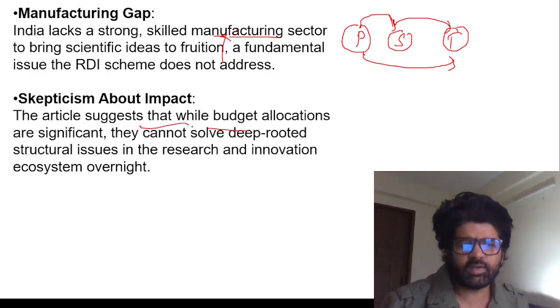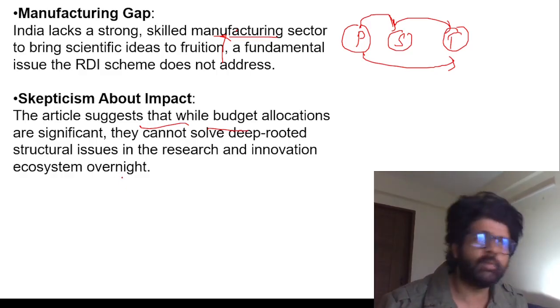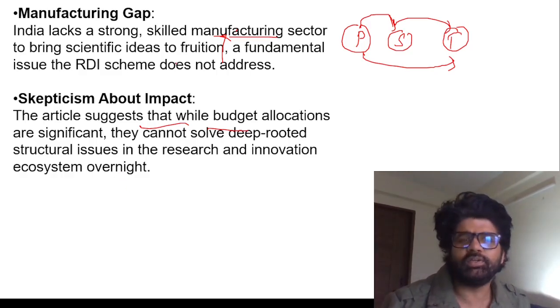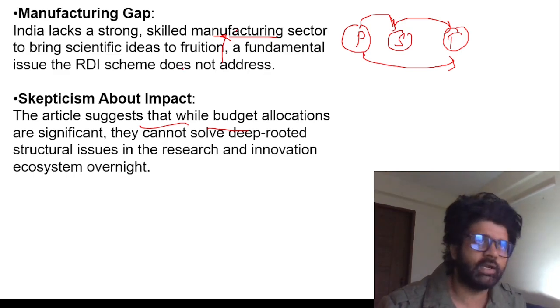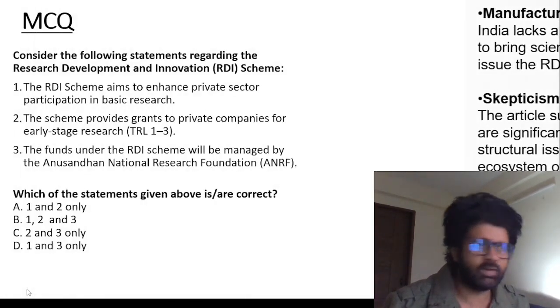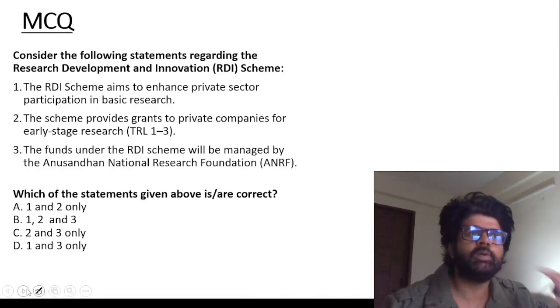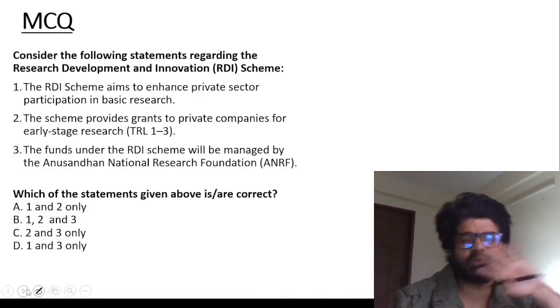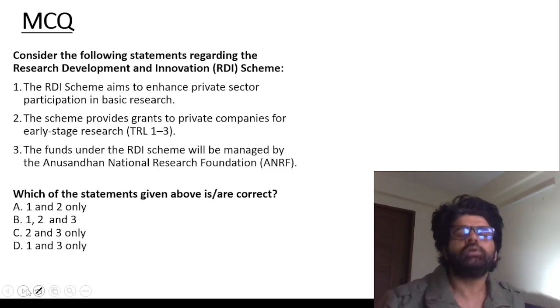While budget allocations are fine, and 70% of funding coming from private sources is fine, think about these issues: TRL 1 to 3, why they're not getting money, and the manufacturing sector, who will take care of that? That's underdeveloped. Maximum innovation and research happens in the manufacturing sector. Let's focus.